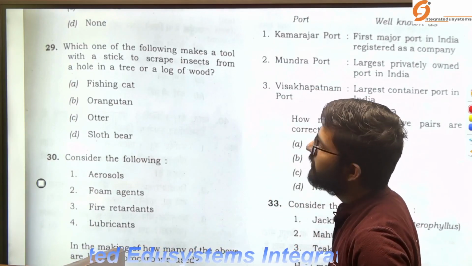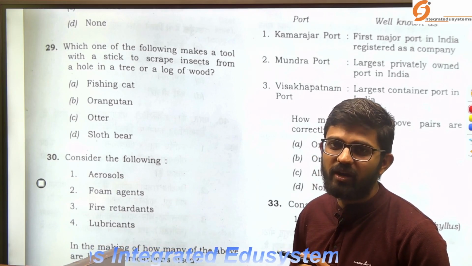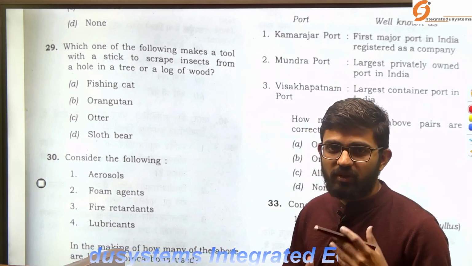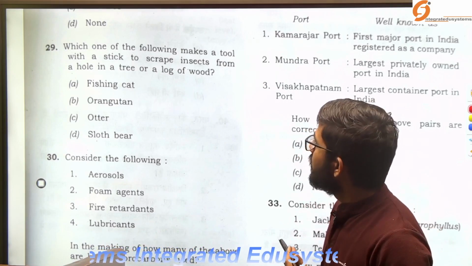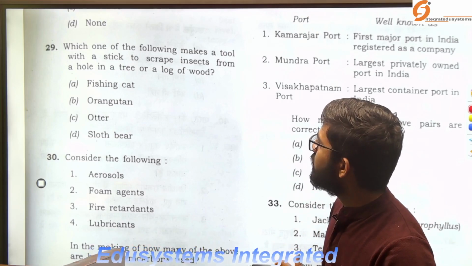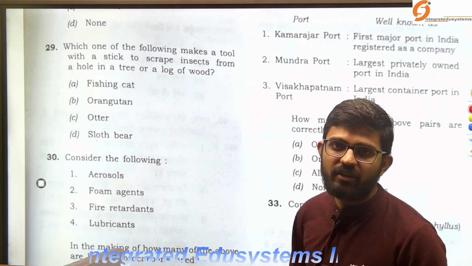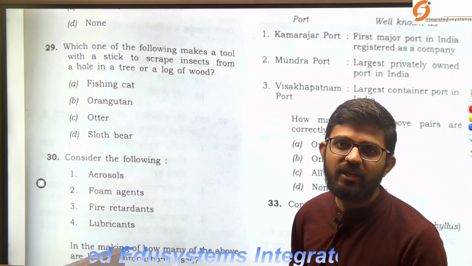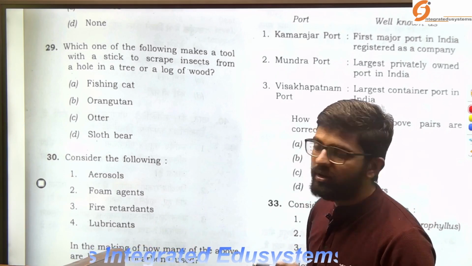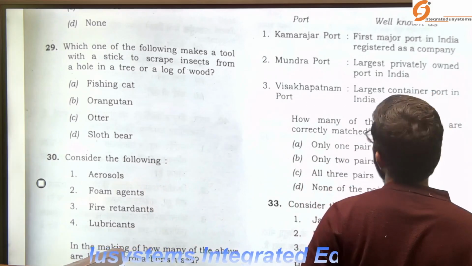Next, with respect to environment, there are a lot of questions coming on biodiversity and various species, so we have to understand this chapter. Which one of the following makes a tool with a stick to scrape insects from a hole in a tree or a log of wood? First option is fishing cat. Brother, it's a cat, how will it use its hands? Please understand. Second, orangutan. Yes, it is right. So the answer is B.